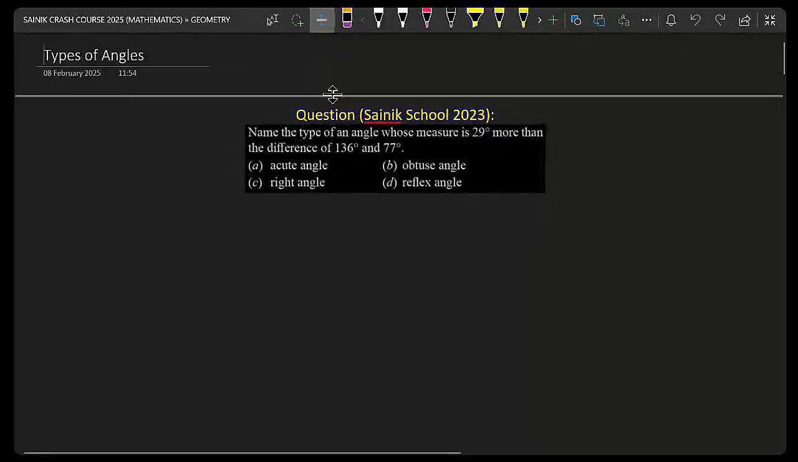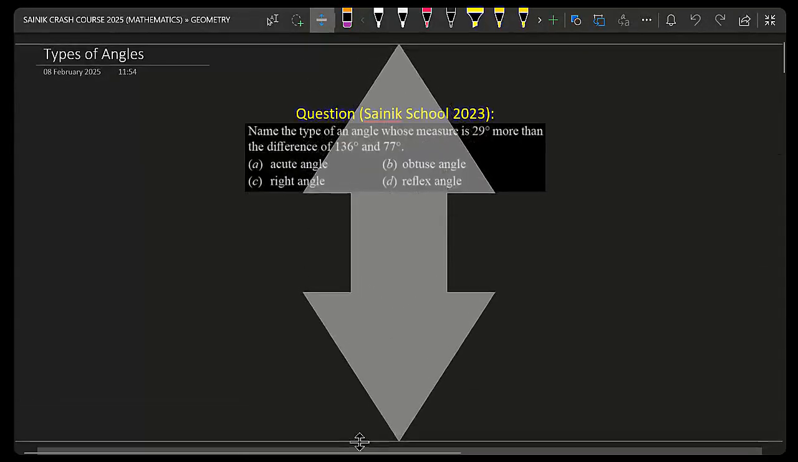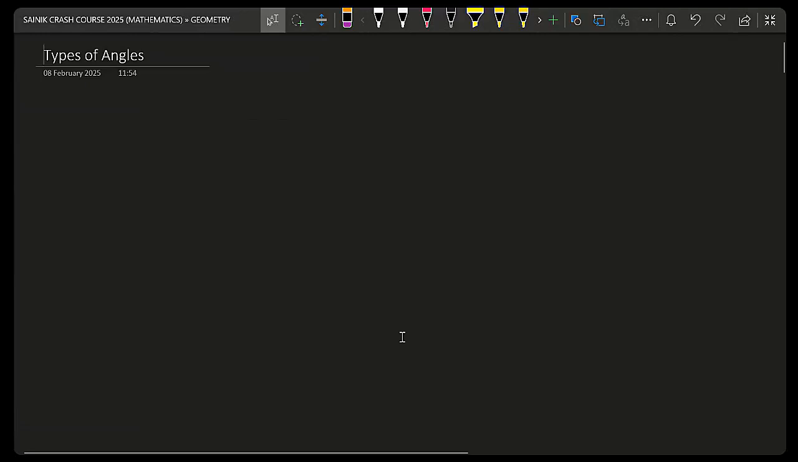So based on angles, you have so many questions in the previous year papers. This topic is very important as per Sainik syllabus. So all of you concentrate. We are going to discuss what is angle. Okay. So what is angle?